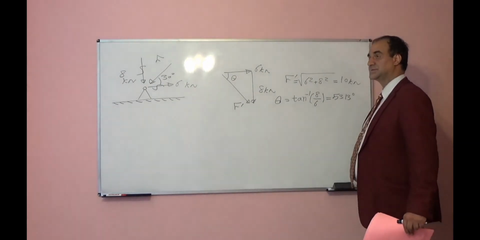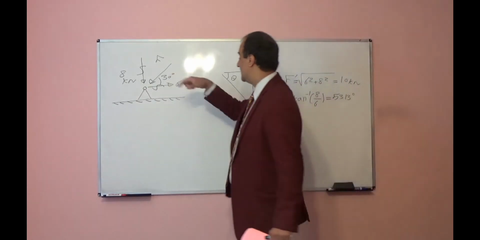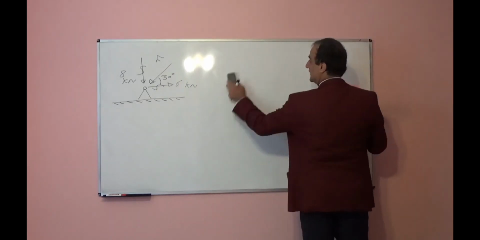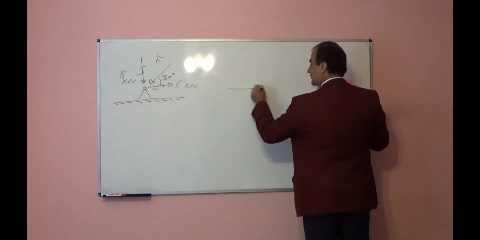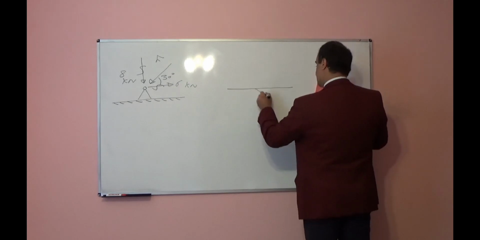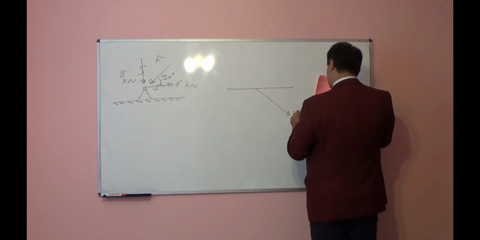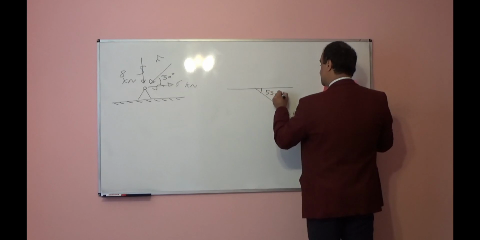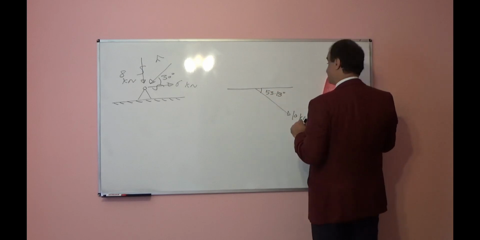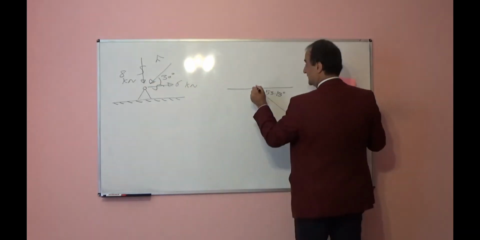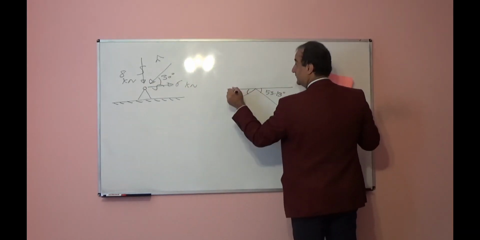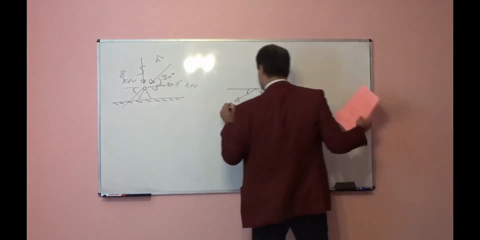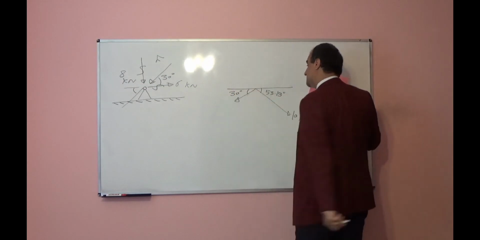Now I will find the resultant force for this F prime and F. Again I can find it using triangle rule or parallelogram law. In the horizontal direction I have this force F prime, which is 10 kilonewton, and this angle is 53.13 degrees. F has an angle with horizontal direction of 30 degrees. If I continue like this, this will be 30 degrees as well.